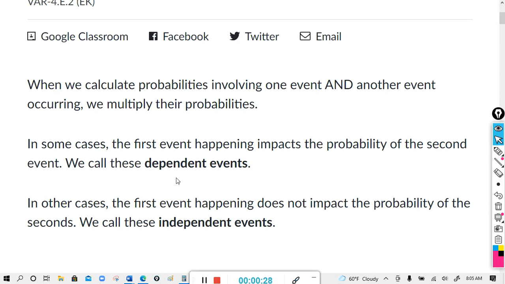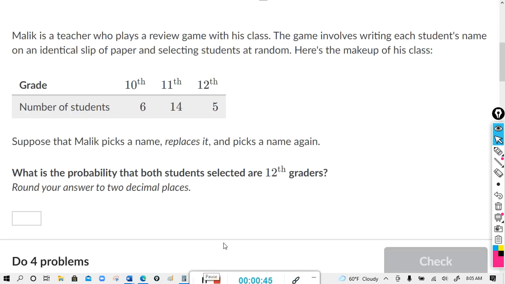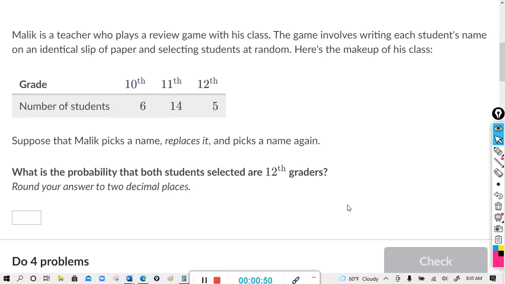We call these dependent events. In other cases, the first event happening does not impact the probability of the second. We call these independent events. Okay, really, the formula is basically the same in both cases. So I'm pretty sure in all of these problems we'll be multiplying the probabilities. All right.